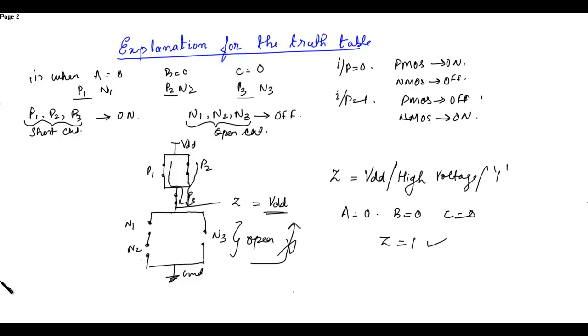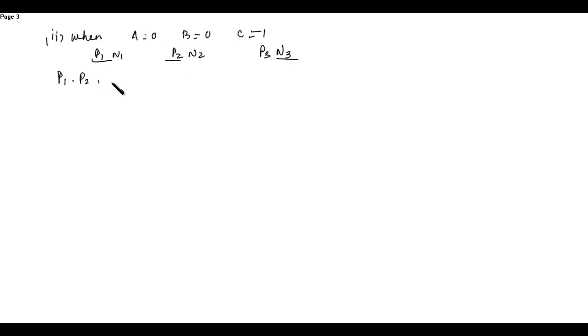Now let's see the second condition, that is when A is equal to 0, B is equal to 0 and C is equal to 1. Again this is P1 N1, this is P2 N2, this is P3 N3. When the input is 0, then PMOS will turn on. When the input is 1, then NMOS will turn on. So in this case P1, P2 and N3 will turn on.